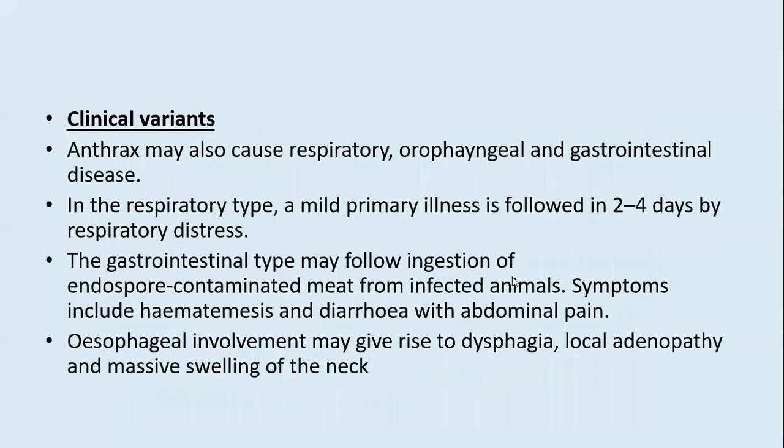Clinical variants. Anthrax may cause respiratory, oropharyngeal, or gastrointestinal disease. In the respiratory type, a mild primary illness is followed by respiratory distress. In the gastrointestinal type, because of ingestion of spores, symptoms include hematemesis, diarrhea, and abdominal pain. Esophageal involvement results in dysphagia and massive swelling in the neck.